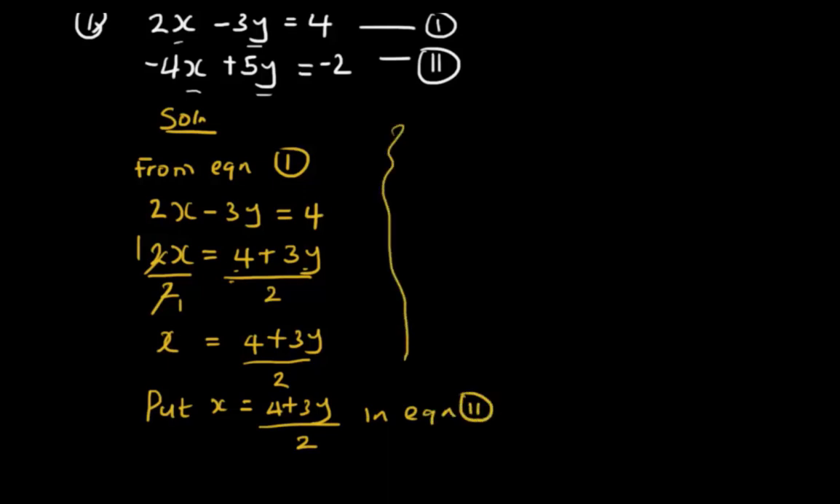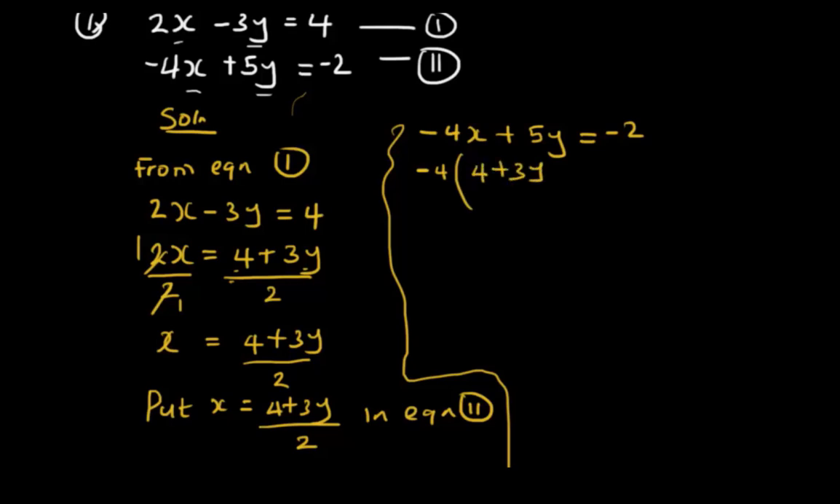Now let's solve the remaining part here. So I'm going to write equation 2. Equation 2 is minus 4x plus 5y equals minus 2. So anywhere I see x, I'll call it 4 plus 3y all over 2. So I'll be having minus 4 into bracket 4 plus 3y all over 2, then plus 5y equals minus 2. I hope you understand it.